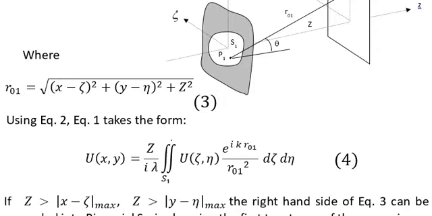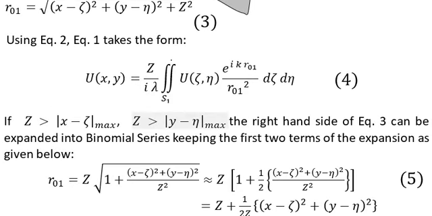Using equation 2, equation 1 takes the form. So you see that we have the equation number 1 again written in this form: u of x comma y is equal to z over iota lambda surface integral over the surface S1 u of zeta eta and e to the power iota k r01 over r01 square and d zeta and d eta.